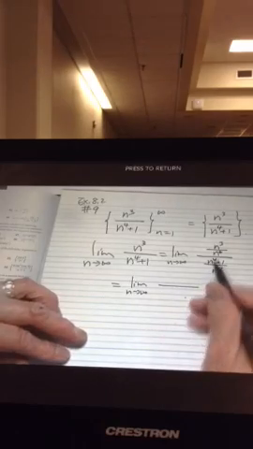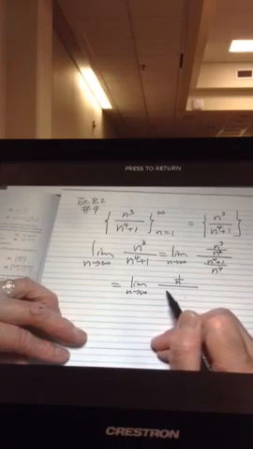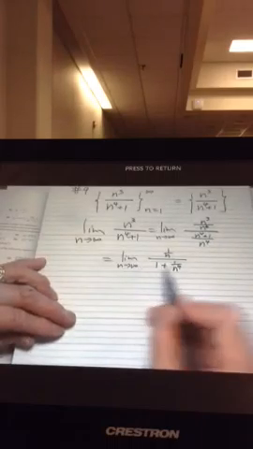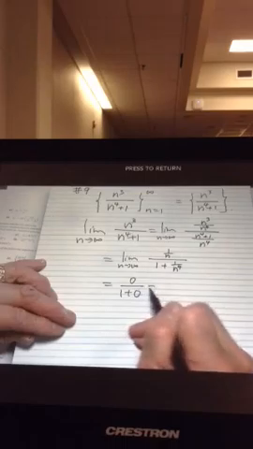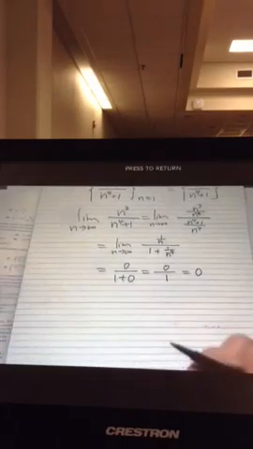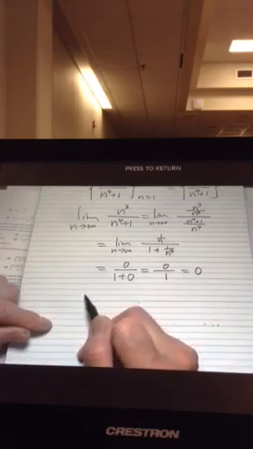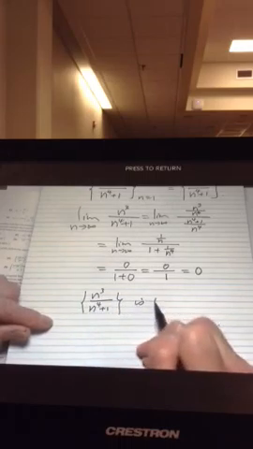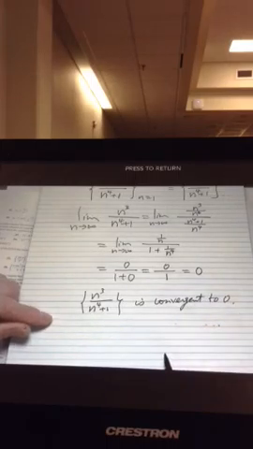So this will be 1 over n, and this is 1 plus 1 over n to the fourth. Now when n goes to infinity, this goes to 0, and this goes to 0. So it's 0 over 1 plus 0, which is 0 over 1. 0 divided by 1 is 0. So the answer is yes, convergent. Therefore this sequence is convergent to 0.